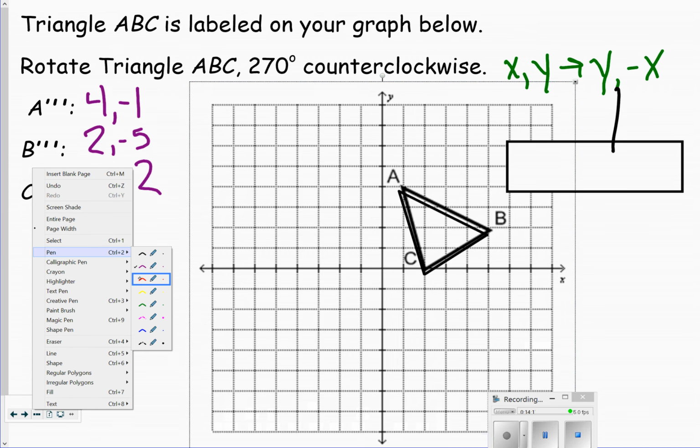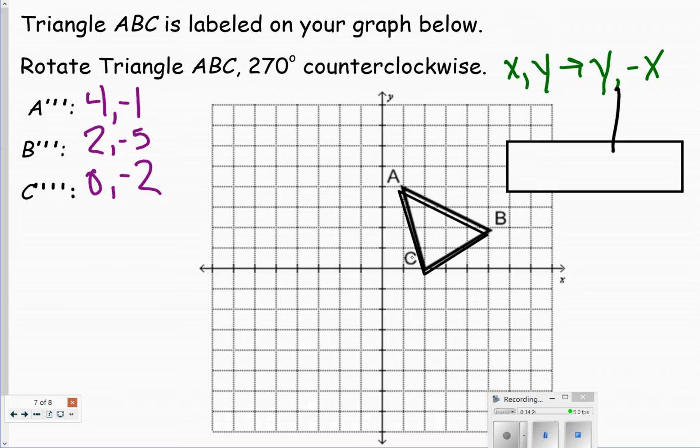Okay, and we're going to say 4, negative 1 is going to be A triple prime, and B is going to be over 2 and down 5. 1, 2, 3, 4. There's our B triple prime, and C triple prime is going to be 0, negative 2. And there we go. All right, I hope that you found that pretty easy.